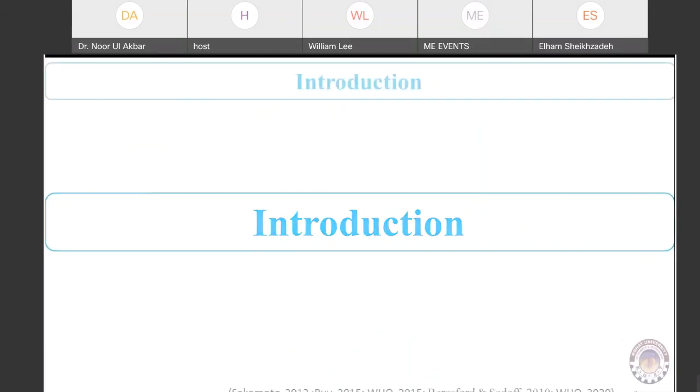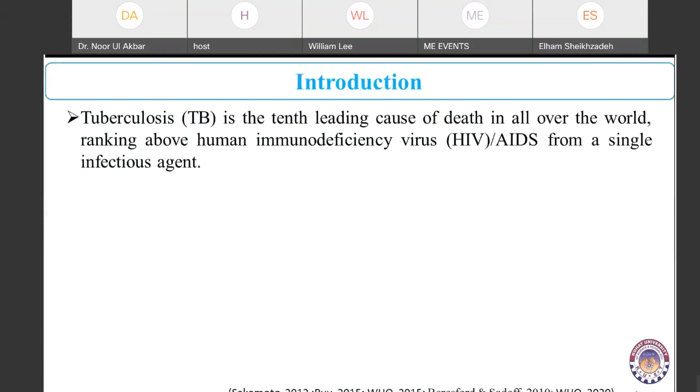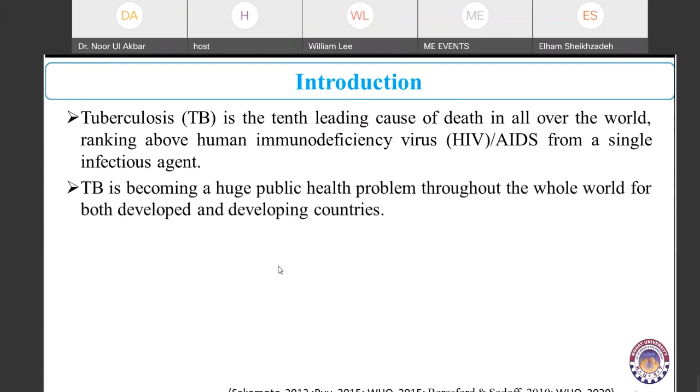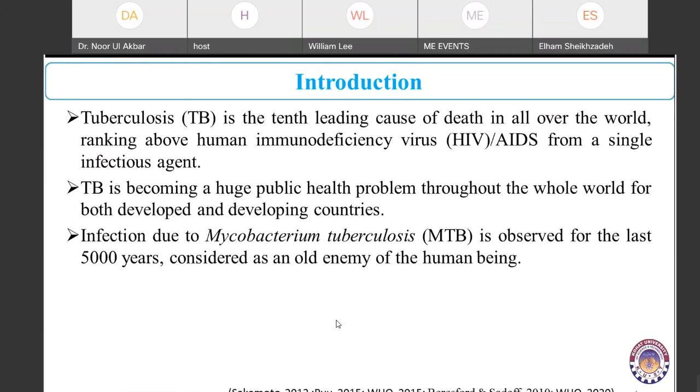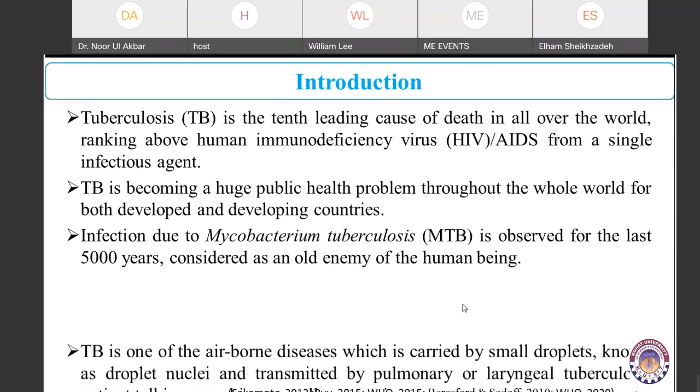First of all, introduction. Tuberculosis is the 10th leading cause of death all over the world, ranking above human immunodeficiency virus as a single infectious agent. TB is becoming a huge public health problem throughout the whole world, for both developed and developing countries. Infection due to Mycobacterium tuberculosis has been observed for the last 5,000 years, and it is considered an old enemy of human beings.